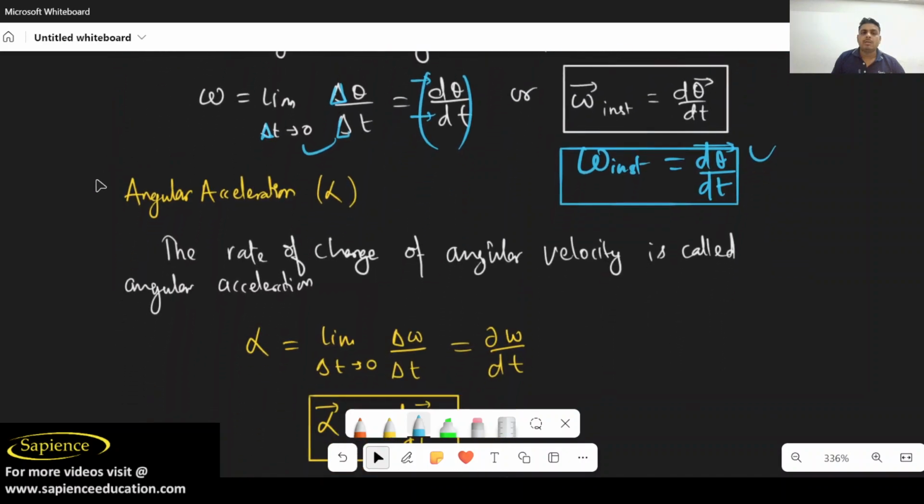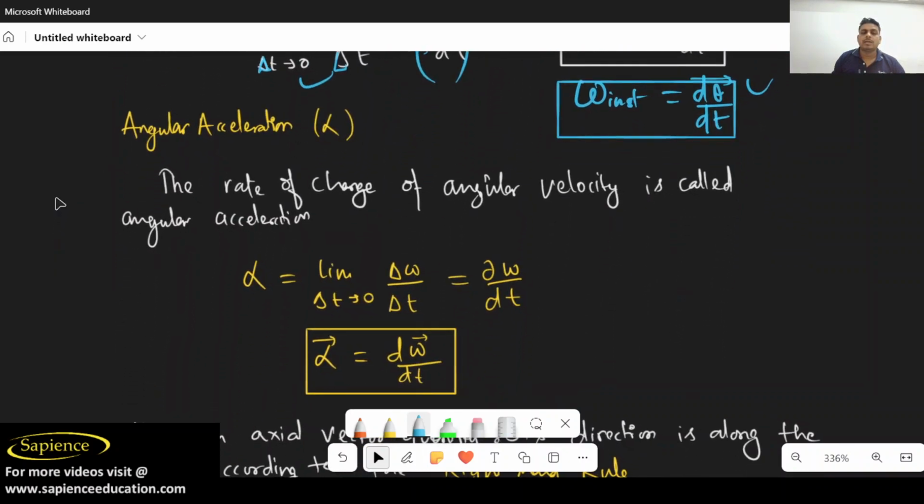Now I will talk about angular acceleration. What is angular acceleration? The rate of change of angular velocity is called angular acceleration. Simply, rate of change of velocity is known as acceleration. Linear acceleration is dv by dt, so why not call the angular one, represented by the symbol alpha. So alpha is equal to the limit as delta t tends to 0 of del omega by del t, or d omega by dt. I hope you have understood now. So this is known as angular acceleration.